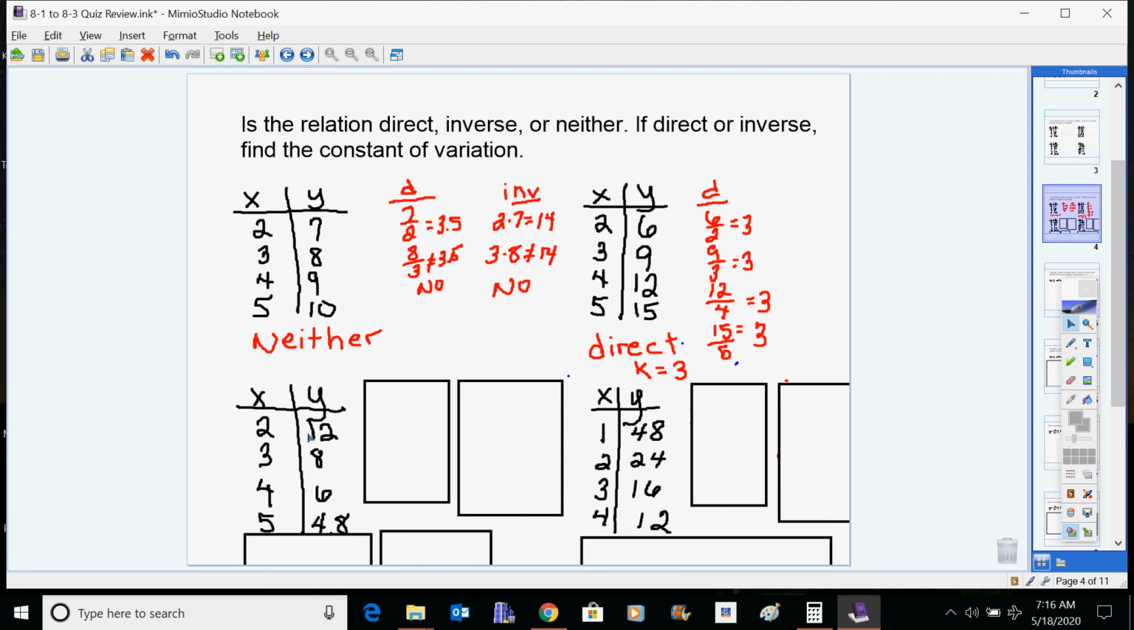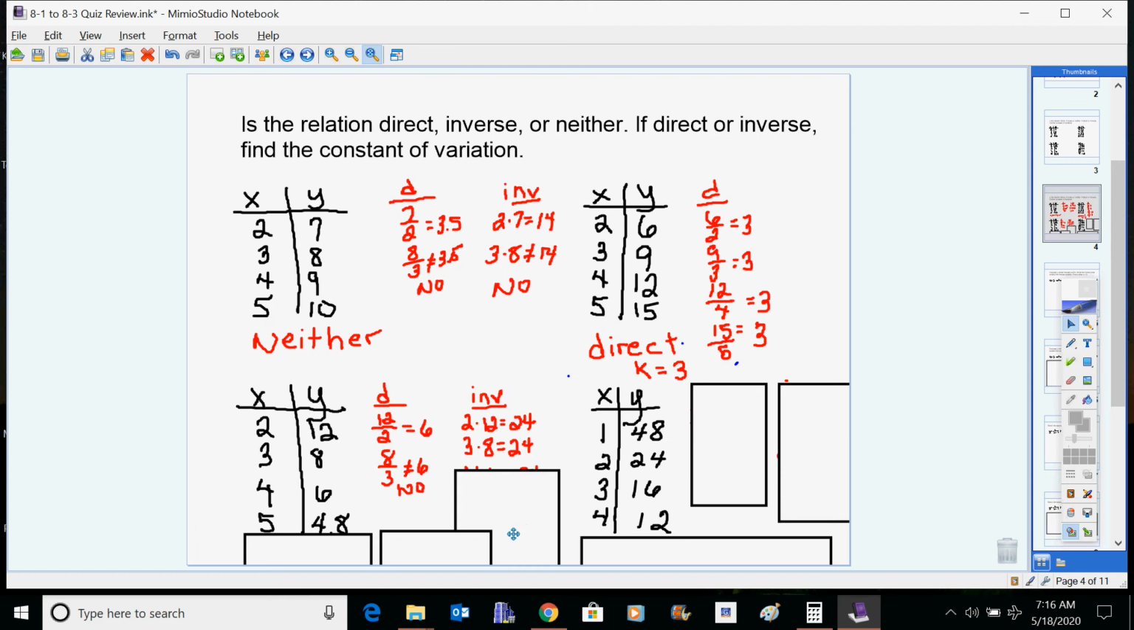On this one, we can check the quotients. 12 divided by 2, 6. 8 divided by 3, not 6. So since it's not 6, it's not direct. Check the products. 2 times 12, 24. 3 times 8, 24. And 4 times 6, 24. 5 times 4.8, also 24. Since they're all 24, we have that the constant of variation is 24, and it is an inverse variation because it fits that inverse pattern.